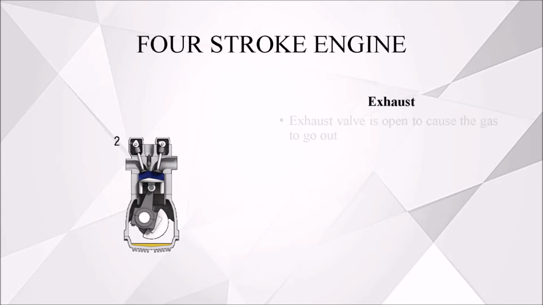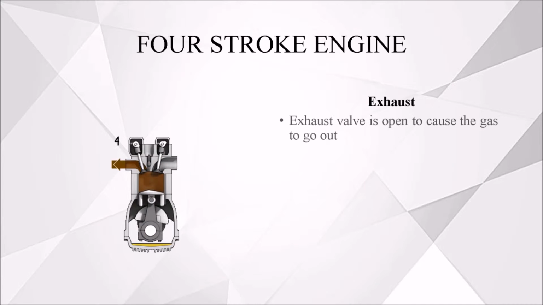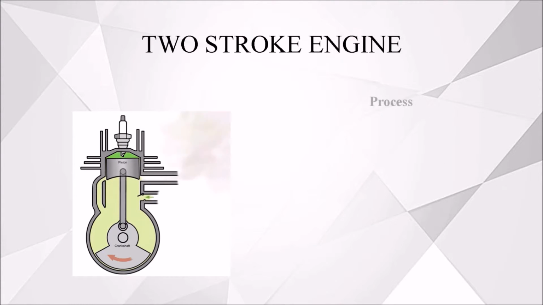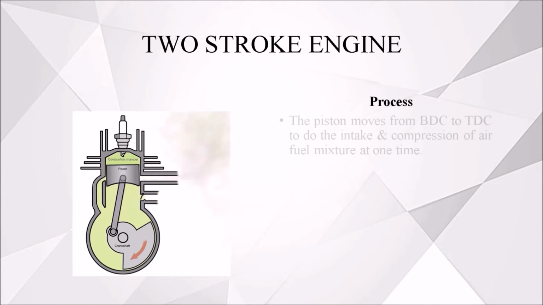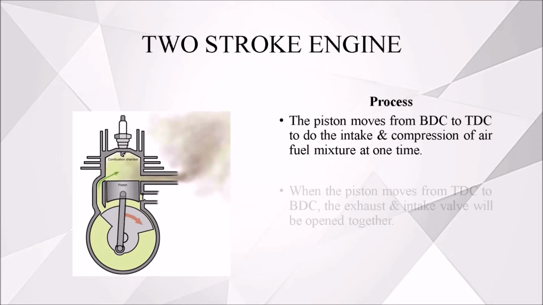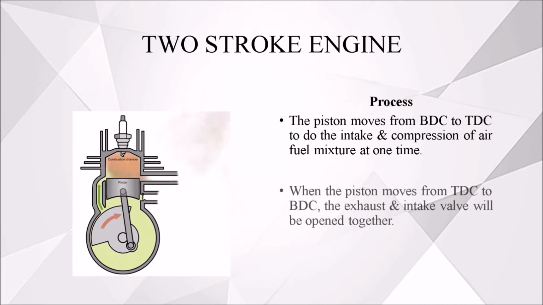Exhaust stroke: the exhaust valve is open to let the gas go out, and the piston moves from BDC to TDC. In the 2-stroke engine, the piston moves from BDC to TDC to do the intake and compression of the air-fuel mixture at one time. When the piston moves from TDC to BDC, the exhaust and intake valves will be open together.